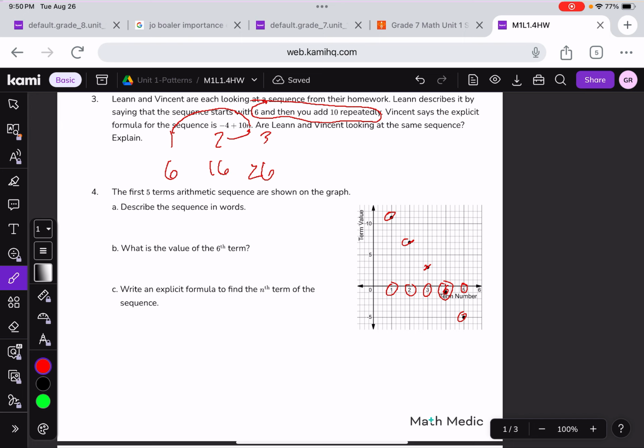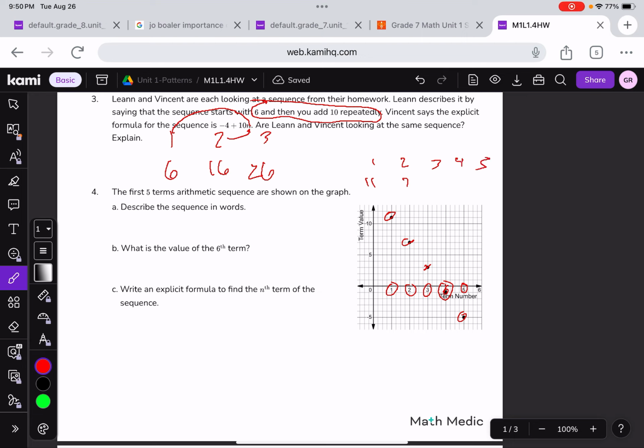Describe your sequence in words. Well, what is happening there? It looks like term 1 is at 11. Term 2 is at 7. You might even want to write this down. Term 1 is at 11. Term 2 is at 7. Term 3 is at something. Terms 4 and 5. And you're probably going to notice something.